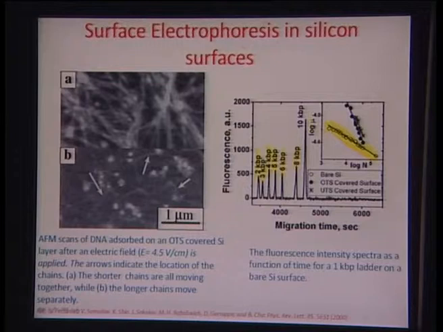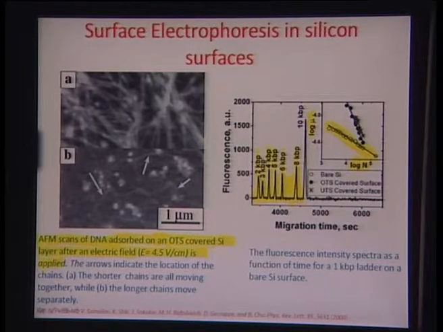This is a plot between the log of mobility of the DNA versus the log of number of base pairs, right. So as the number goes up here, the mobility goes down, which is in perfect agreement with what our theory says. You can see this illustrated in this particular plot of migration time versus fluorescence. One more interesting factor which Chu's group has shown is that you can really detect with an AFM the DNA adsorbed on an OTS covered silicon layer after an electric field of 4.5 volts per centimeter is applied.